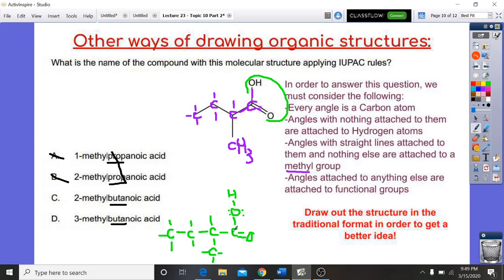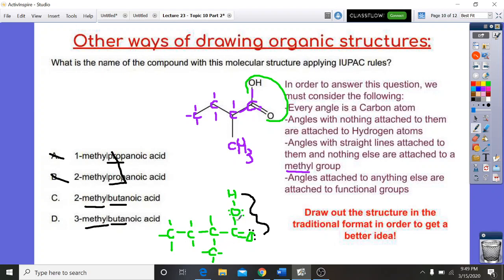We have a carbon that's double bonded to an O. Oops, I forgot, lone pairs. And a single bonded O that is then bonded to an H. So we indeed have our anoic acid here. We then have to figure out where the methyl is. Is it on the second carbon or the third?